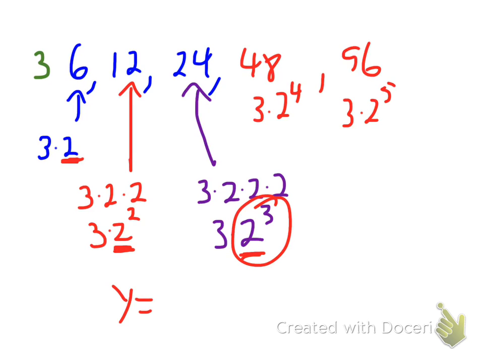So that multiplier, that's why that's the one that has the exponent. So when I look at y equals 3 times 2 to the x, well, whatever I put in for x, that's how many times I'm using that multiplier.